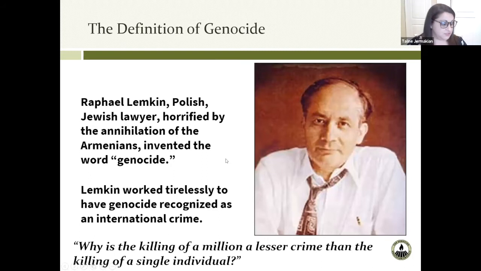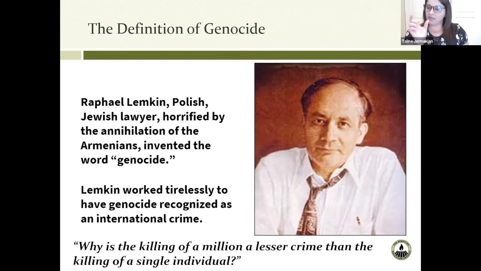the definition of genocide. The term genocide didn't exist during the Armenian genocide time. It was invented by Raphael Lemkin, who was a Polish Jew whose whole family was exterminated during the Holocaust. He coined the word genocide in 1943.